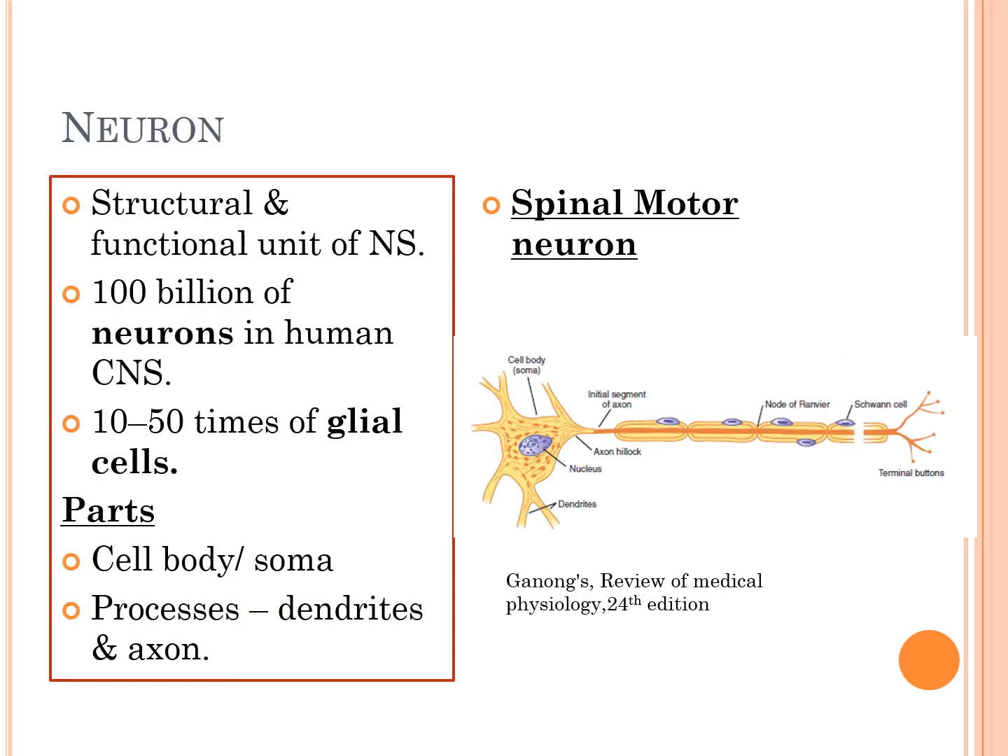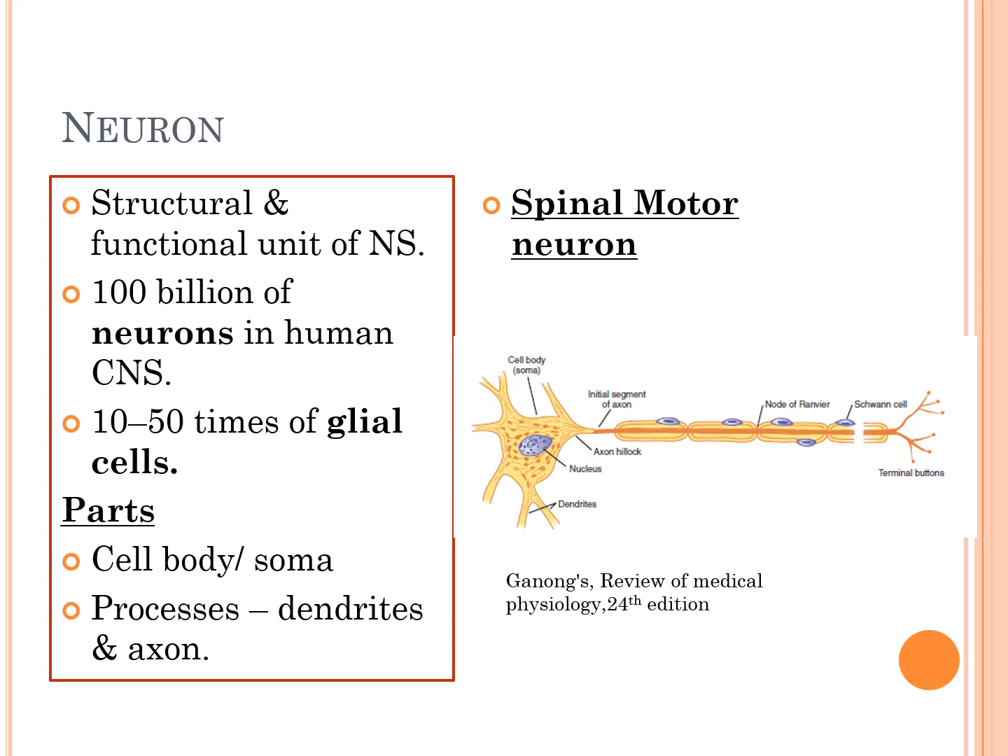So neuron is the structural and functional unit of the nervous system, which is actually a basic building block of the nervous system. There are 100 billion neurons in the human central nervous system. And more than these neurons, there are supporting cells which are called neuroglial cells, which are about 10 to 50 times more than the neurons.